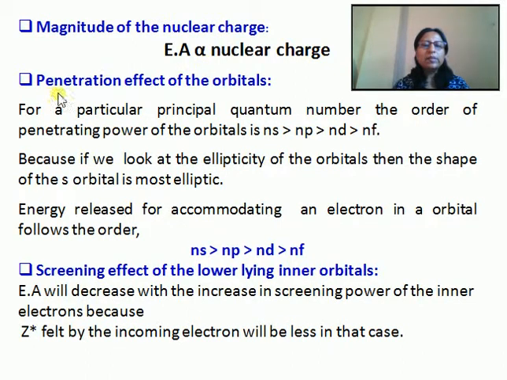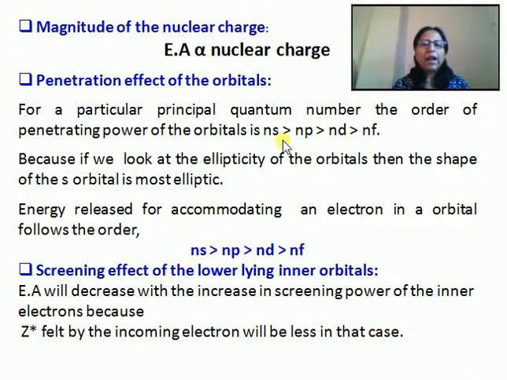Now what is the dependence with the penetration effect of the orbitals? What is the meaning of penetration effect? Any orbital which can go closer to the nucleus is said to have more penetration power, and the penetration power of ns orbital is greater than np, greater than nd, and greater than nf because of the shape of these orbitals. So the ellipticity of ns orbital is the most, and that's why it can go very close to the nucleus.